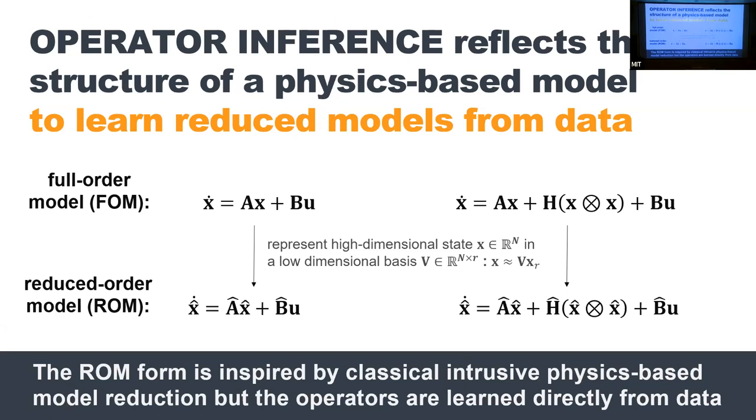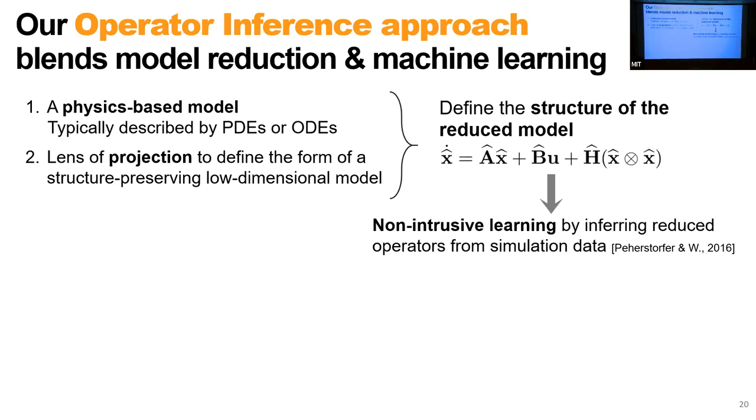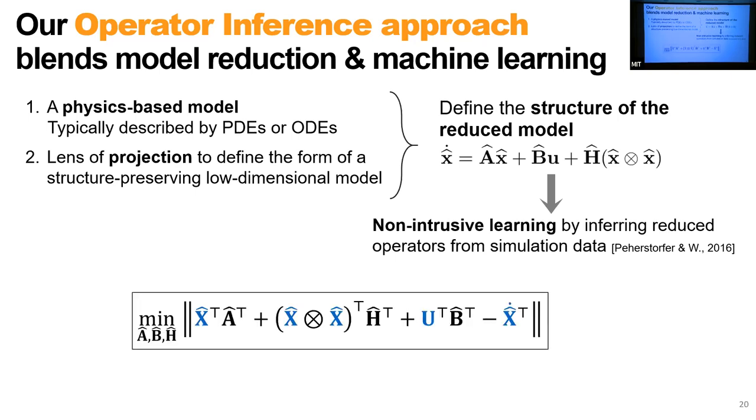Okay, so we don't need a generic input-output map. We know what the form of the reduced order model is that we're looking for. So we're going to look for this reduced model, which means I need to give you A hat, B hat, and H hat. How am I going to do that? I'm going to generate snapshots. I'm going to use POD. I'm going to do singular value decomposition on the snapshots. I'm going to define that low dimensional basis V. I'm going to compute the representation of the snapshots in the low dimensional basis V. That's just V transpose X. So I'm not touching the inside of the rocket combustion code. At this point, it's operating on the data.